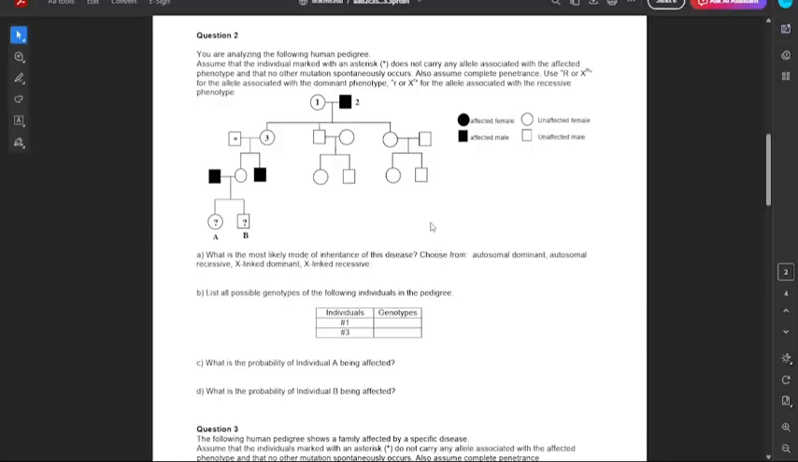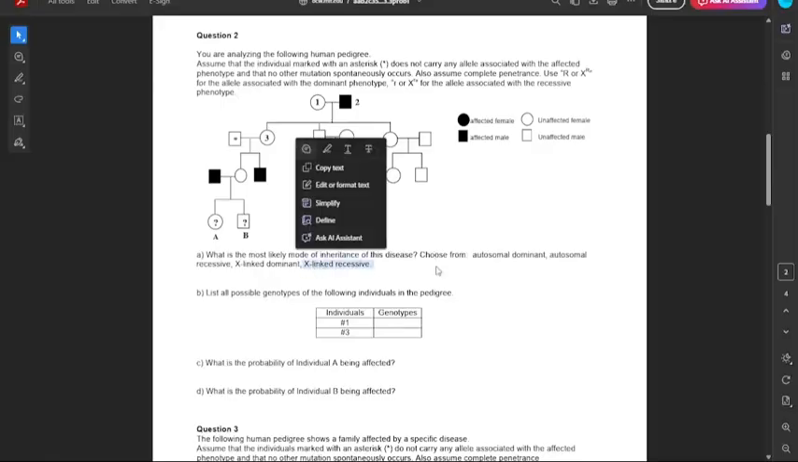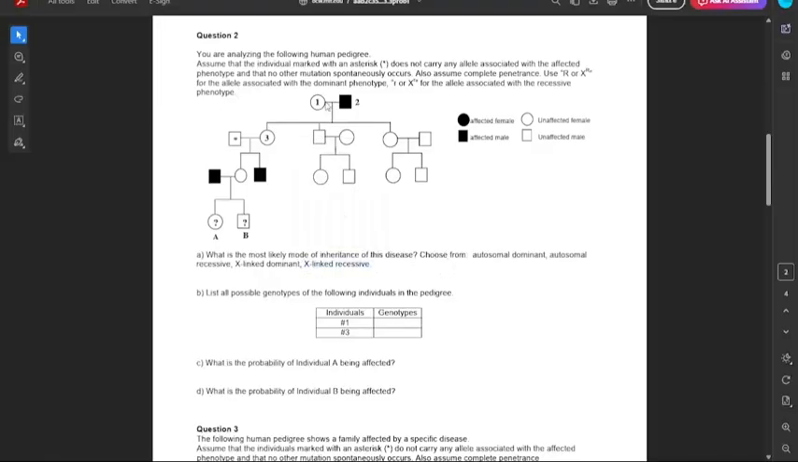So, let's see. There's only 3 male individuals affected out of so many people here. That's a likely recessive trait. And by looking at this, we have 3 males affected, no females affected. We have our answer, X-linked recessive. Now let's look at the genotypes.